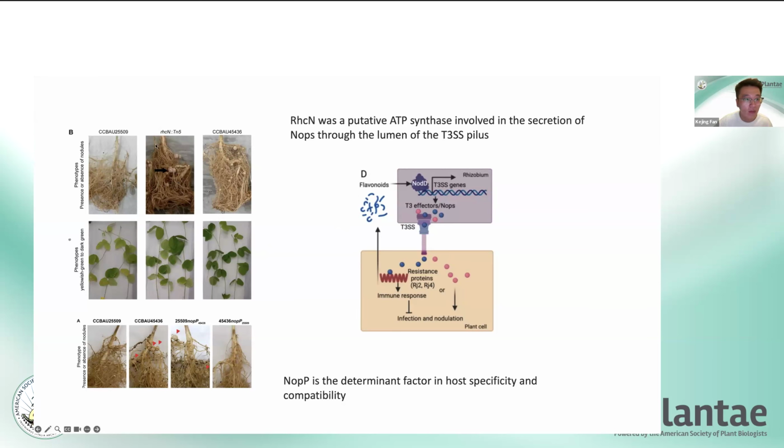The R2 can form nodules with the CO8. We also confirm which knobs is responsible for the nodulation. So we replace the R2 NOP with R4 NOP, and we found that the R2 can form nodules with CO8. But if we change the R4 NOP with R2 NOP, this soybean cannot form nodules. So we prove that NOP is the determinant factor in host specificity and compatibility.